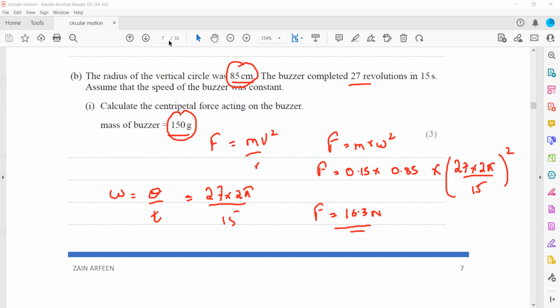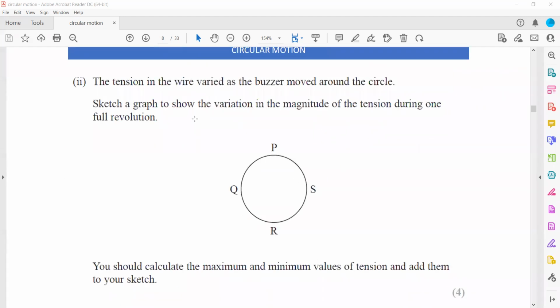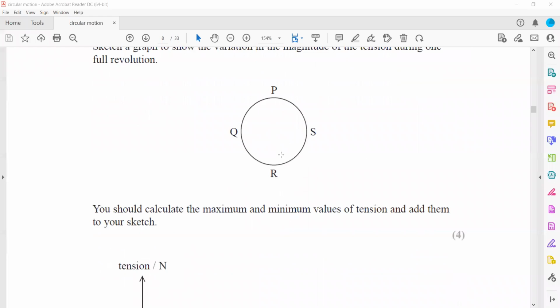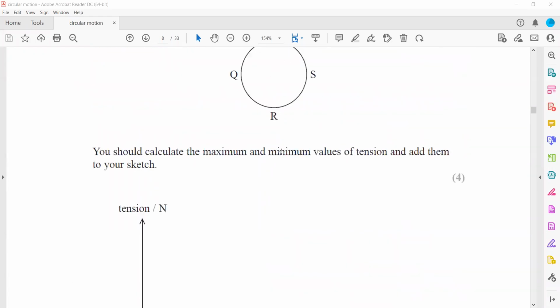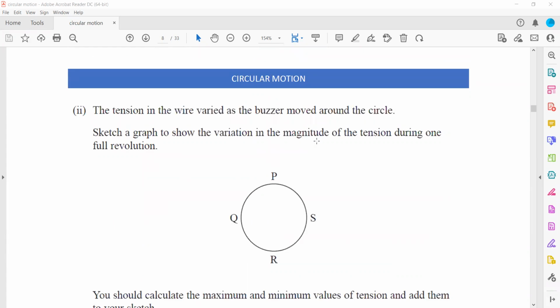The next part: the tension in the wire is changing as the buzzer is moving around. Sketch a graph to show the variation in the magnitude of the tension during one revolution. One complete revolution is there, and your sketch should show the maximum and the minimum values of the tension.